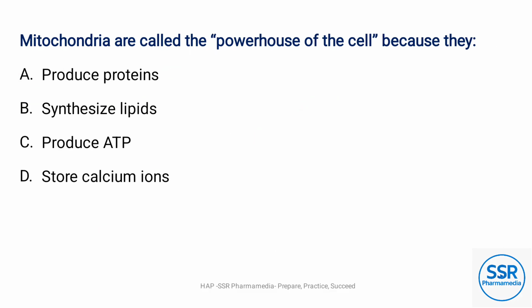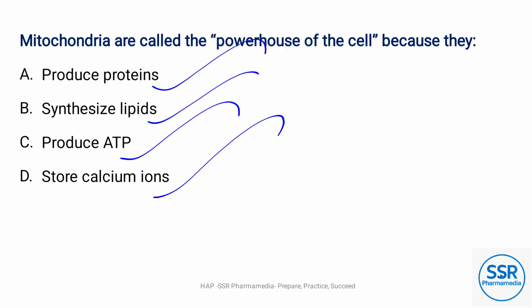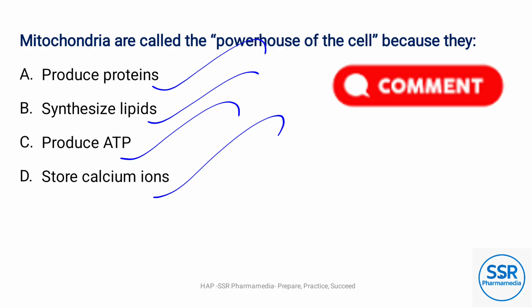Next question. Mitochondria are called the powerhouse of the cell because: option A, produce protein; option B, synthesize lipids; option C, produce ATP; option D, store calcium ions. So put the answer in your comment box.